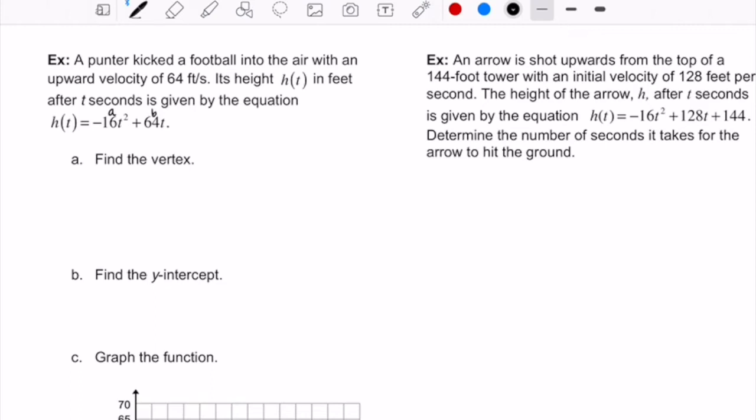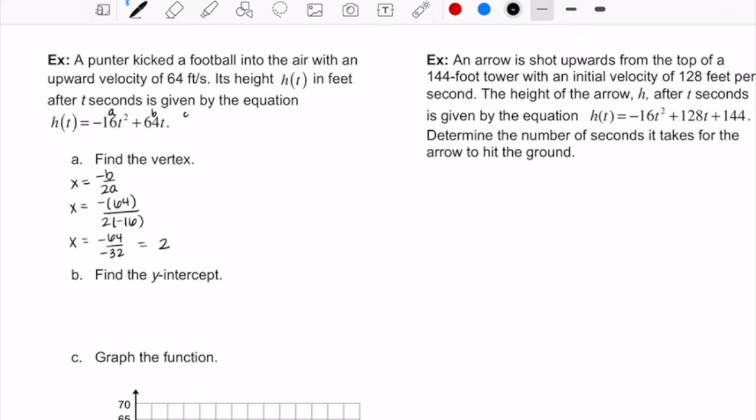Your b is positive 64, and then your c is omitted. So remember, that means your c is 0. To find the vertex, I'm going to do x equals negative b over 2a. So negative of positive 64 over 2 times negative 16. That's going to give me negative 64 divided by negative 32, which will equal positive 2. So x equals positive 2 will be the x value of my vertex.